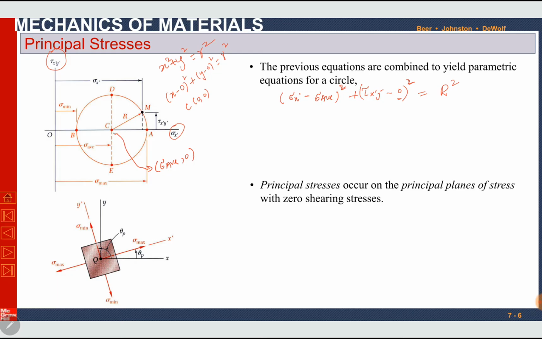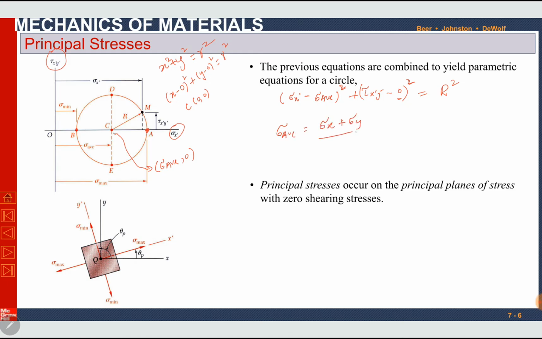In this circle, the horizontal axis shows actually normal stress, sigma x dash, and the vertical axis is for the shear stress. So all the points on horizontal axis are showing normal stresses. There is no shear stress on horizontal axis. All the points on vertical axis are showing shear stresses. There is 0 normal stress on the vertical axis. So here on horizontal plane we have 2 points A and B.